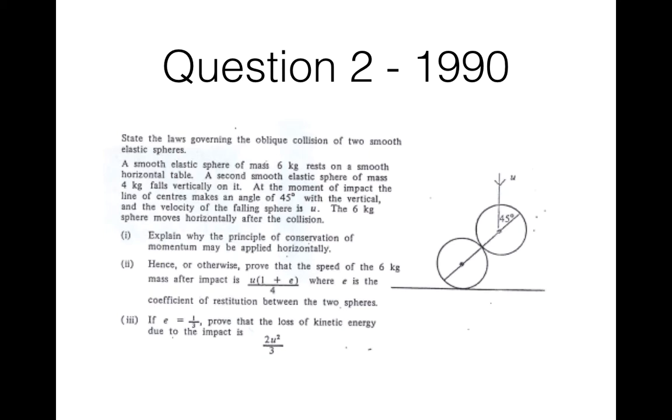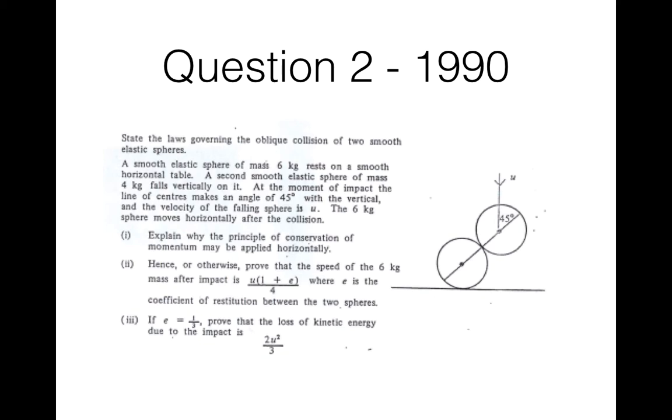The 6 kg sphere moves horizontally after the collision. I'm going to come back to question 1, and what I would suggest here is redrawing that diagram after rotating it through what will be 45 degrees, so that the line joining the centres is horizontal. Now you could also do it so that the line joining the centres is vertical, your choice, and then you can just plough through the question as you normally would.